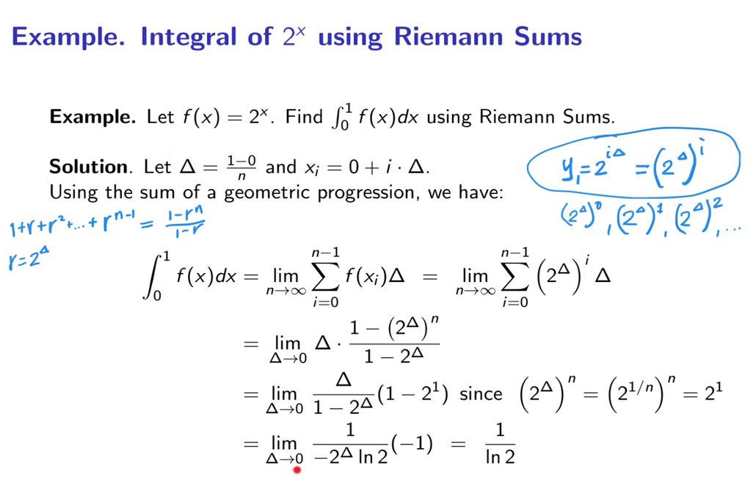Now we try to take the limit again. 2 to the delta approaches 2 to the 0, which is 1. So we have 1 divided by minus 1 times log 2 and times 1 minus 2, which is negative 1. So we got the final answer, 1 over log 2. Again, this method is laborious, and later on we'll learn much faster methods for computing definite integrals. But we just wanted to get a general idea what it takes to compute the definite integral from the definition.